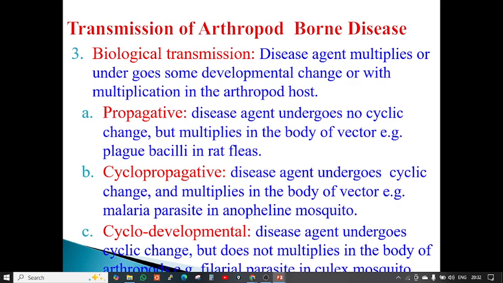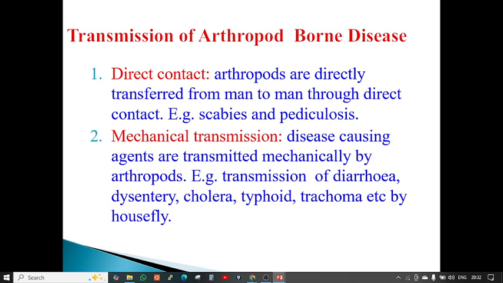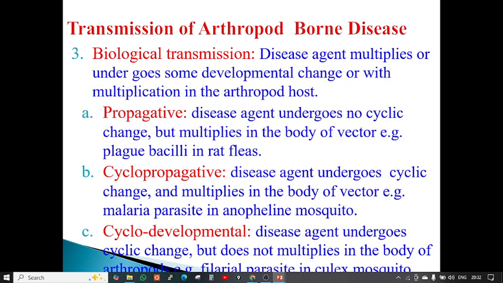Then transmission of diseases by arthropods. Third is biological transmission. First is direct, second is mechanical, third is biological. Here the disease agent multiplies or undergoes some developmental changes in the body of the arthropods. For example, propagative, cyclopropagative, and cyclodevelopmental. Propagative means the disease agent undergoes no cyclic changes but multiplies in the body of the vectors.